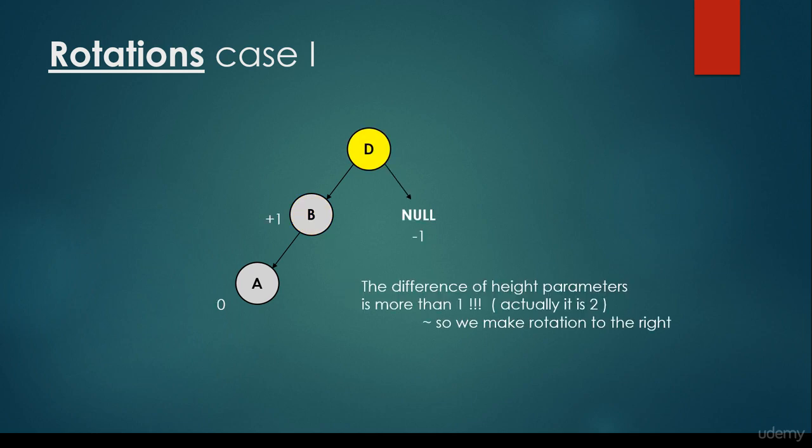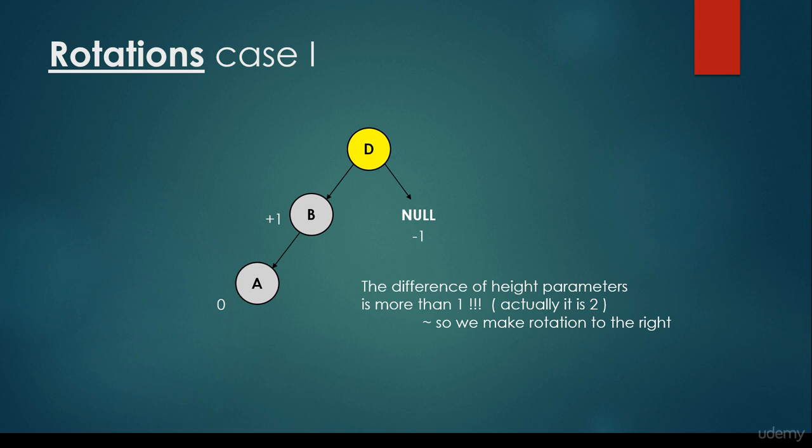What about the root node? We know that the A is a leaf node. It has a height parameter 0. The B has a height parameter 1 because we just have to increment the node A height parameter. And we know that the right child of D is a null pointer, so it has the height parameter -1. Okay, so the D has a left subtree with height parameter +1 and the right subtree, okay, it is a single null pointer, but whatever, it has the height parameter -1.